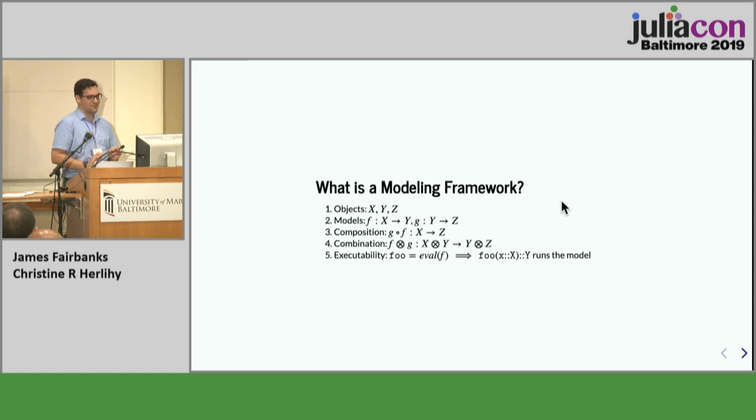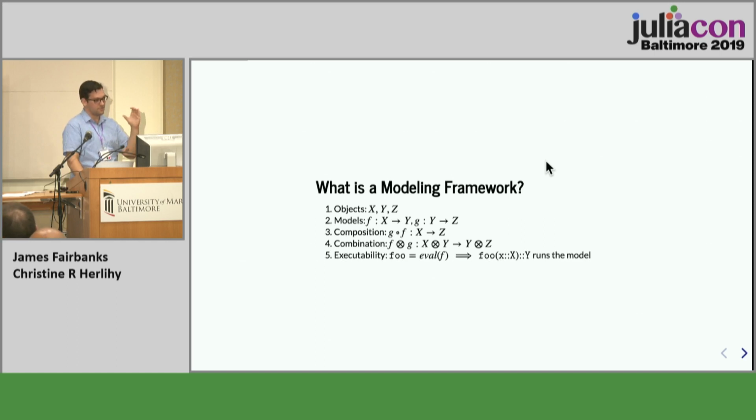Those are the kinds of modeling frameworks we are working with. And then you have this other fifth property that you can execute a model. So you can take one of these models, F, evaluate it, and get a program. In this case, a Julia program, foo, that takes data of type X and produces an answer that is of type Y.